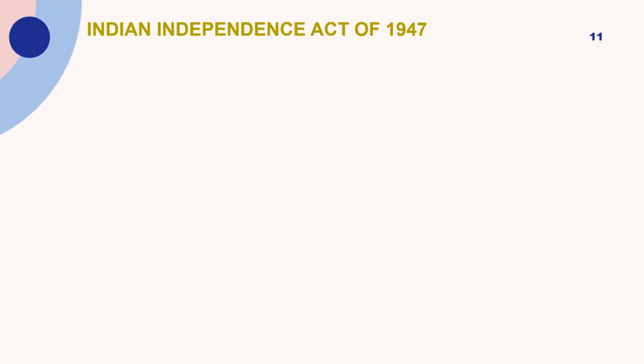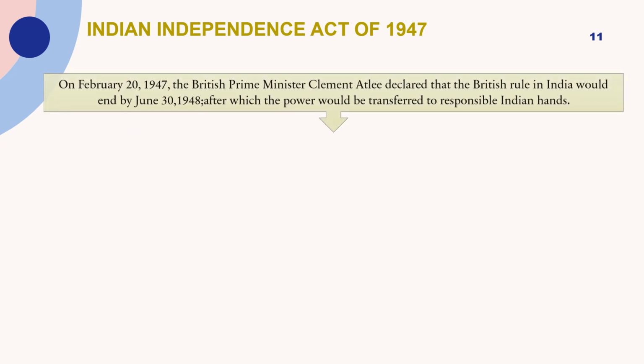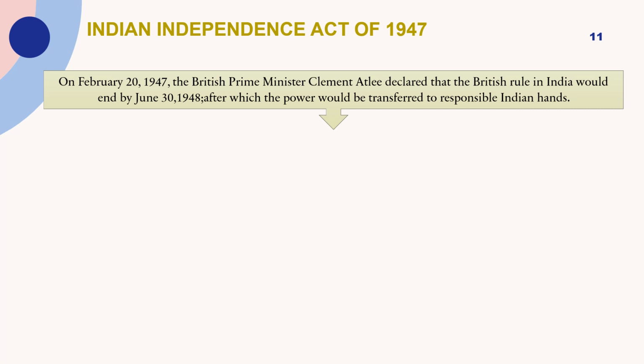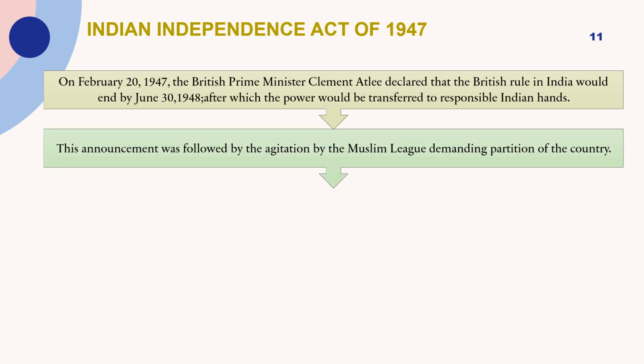Next one is the background of Indian Independence Act of 1947. On February 20th, 1947, the British Prime Minister Clement Attlee declared that the British rule in India would end by June 30, 1948, after which the power would be transferred to the responsible Indian hands. But the announcement was followed by agitation by the Muslim League demanding the partition of that country.